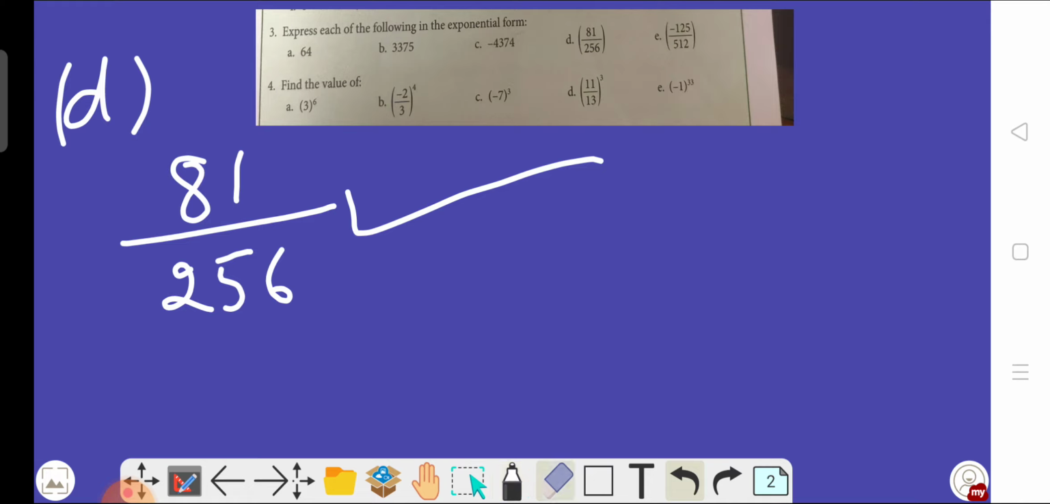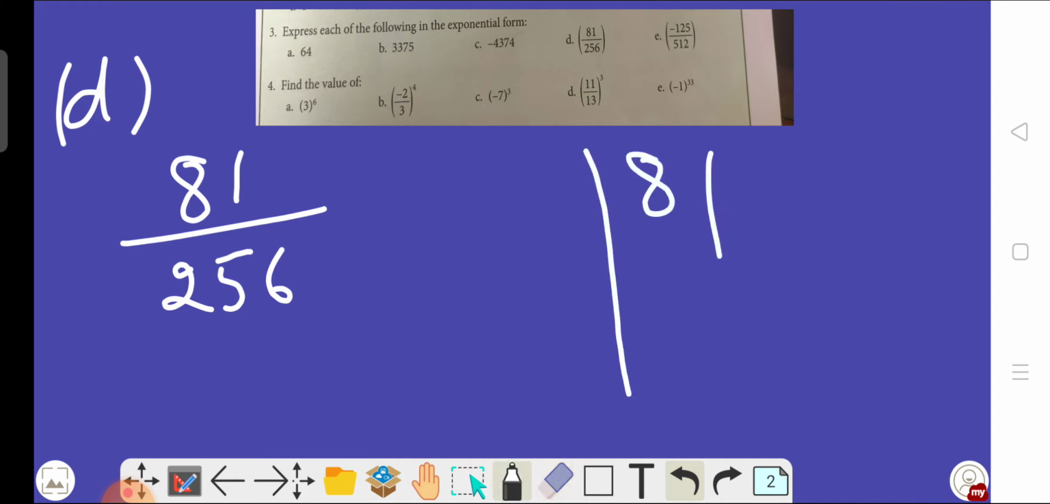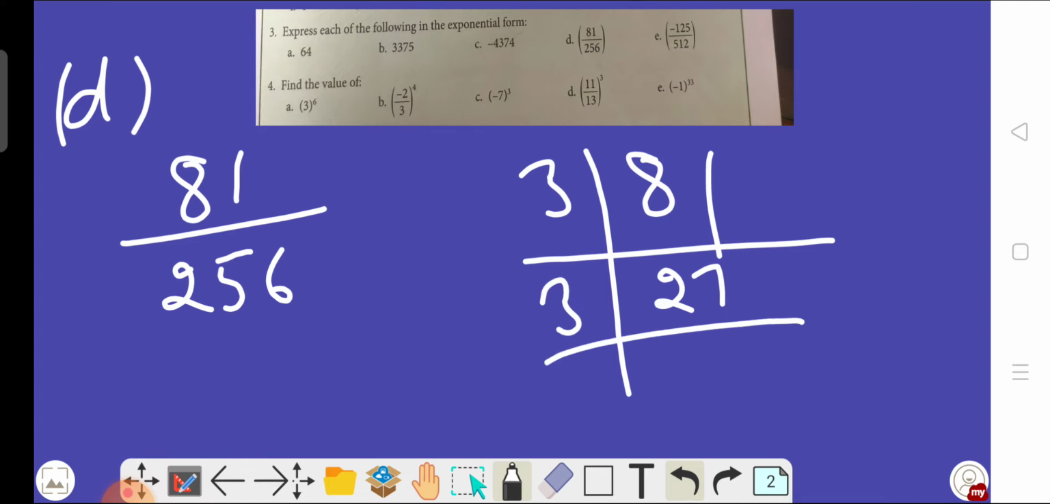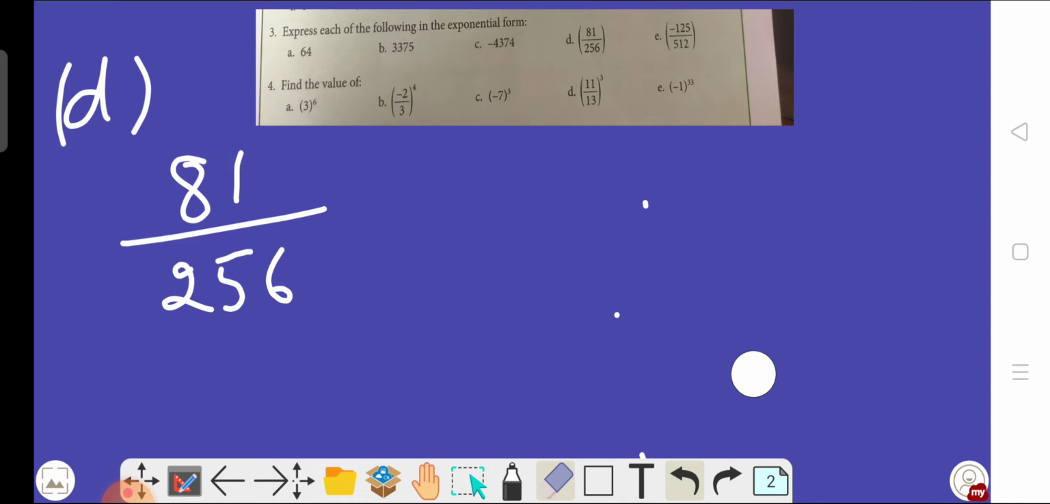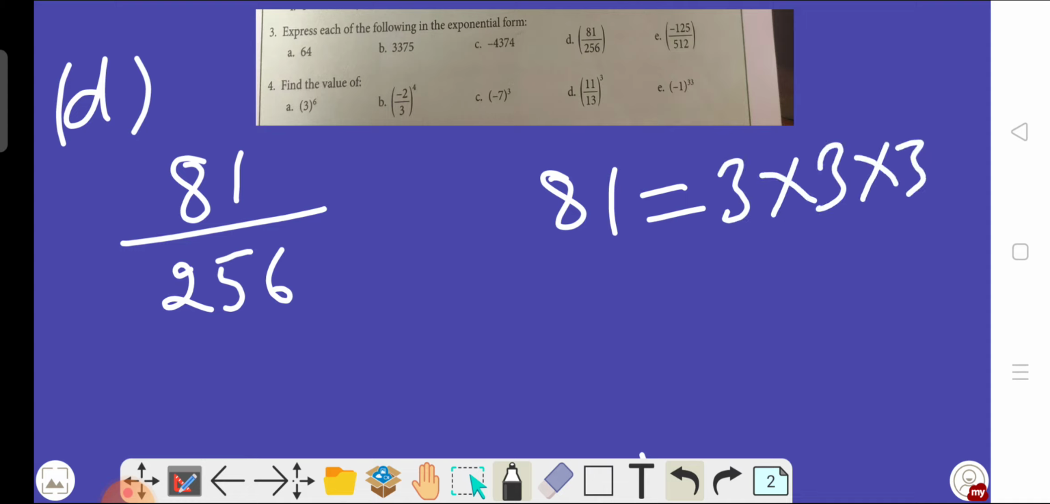So the factorization of 81 is: 81 divided by 3 is 27, and when again divided by 3, this will become 9, again 3, this will become 3. So 81 is equal to 3 multiplied by 3 multiplied by 3 multiplied by 3. How many times? 4 times.